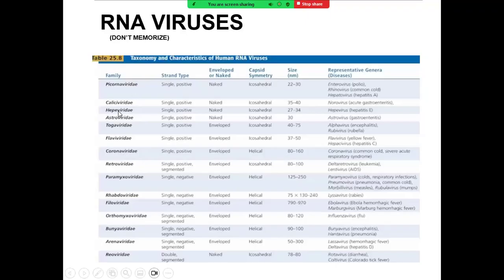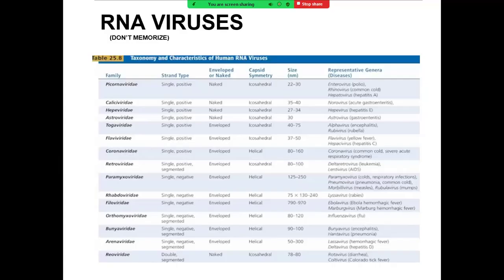We're not going to talk about Caliciviridae, Hepeviridae, won't talk about that. Astroviridae, Togaviridae. We probably should talk about some of these because these are very common causes of human diseases like rubella is a togavirus. Hepatitis C is a flavivirus, but we're not really going to talk about these. We will talk a little bit about Coronaviridae, and that's mainly because this is the family of RNA viruses that cause COVID-19.